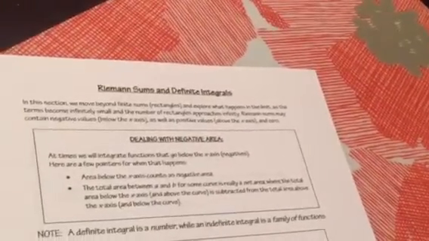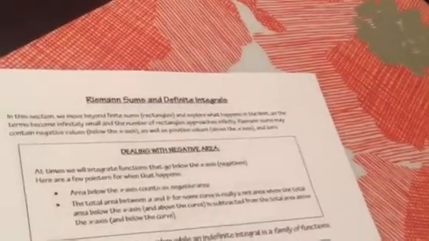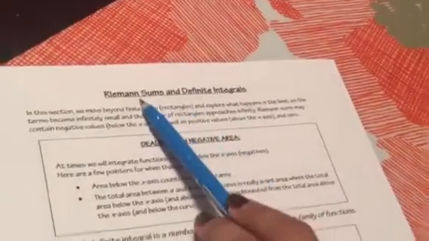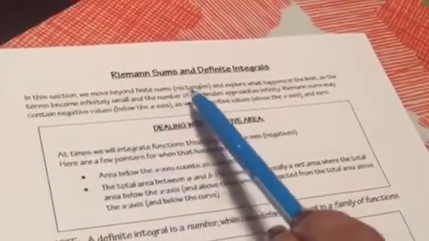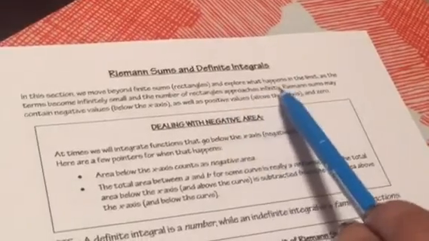In this section, we're going to look at Riemann sums and definite integrals. So we're going to move beyond finite sums, which were the rectangles that we had used for Riemann sums, and explore what happens in the limit as the terms become infinitely small and the number of rectangles approaches infinity.